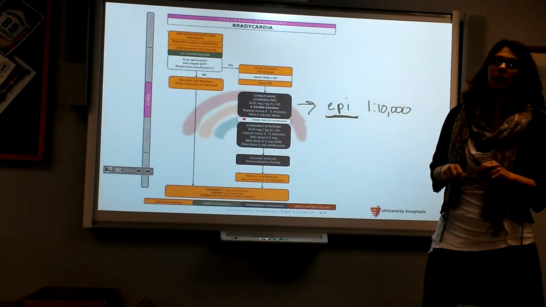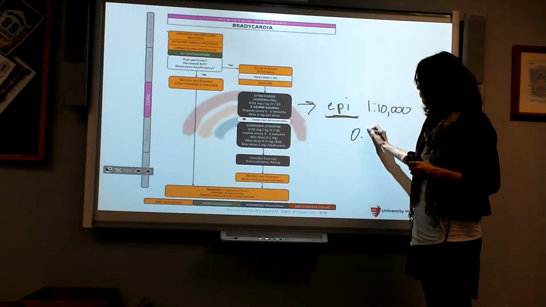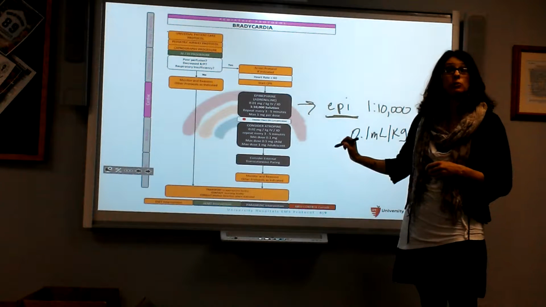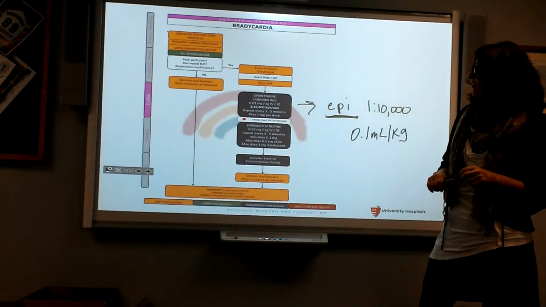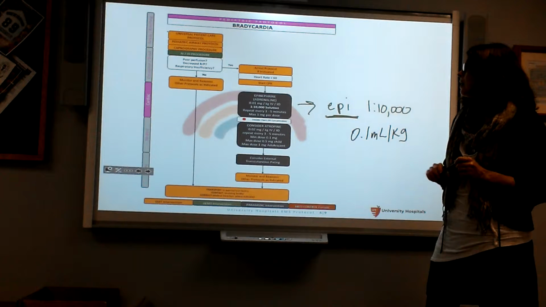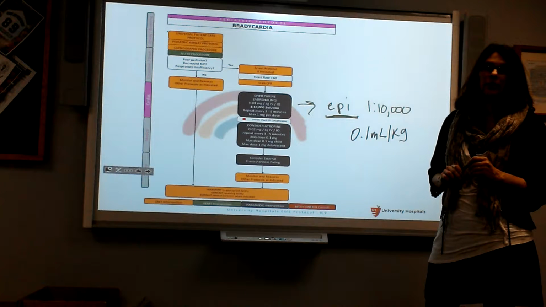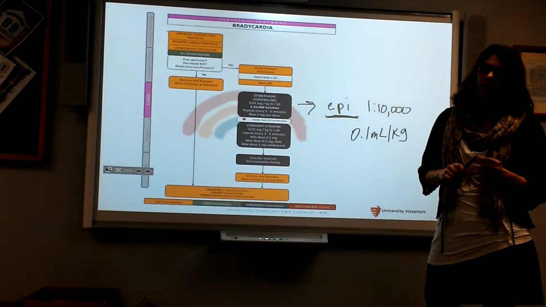Then we're going to give epi, 0.01 milligrams per kilogram or 0.1 milliliters per kilogram. Personally, I think this is the best way you should do it. Use your Broselow tape. Do that every 3 to 5 minutes. You'll max out at 1 milligram per dose. Okay. Make sure it's 1 to 10,000. Do not give them 1 to 1,000 to the IV, ever. If that doesn't work, you can consider atropine.